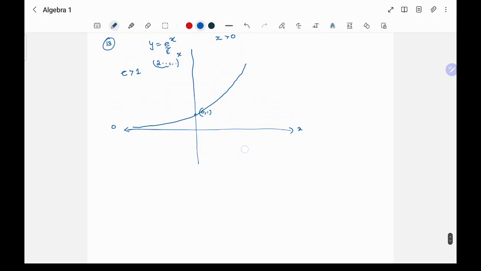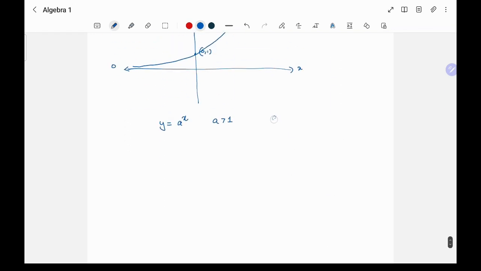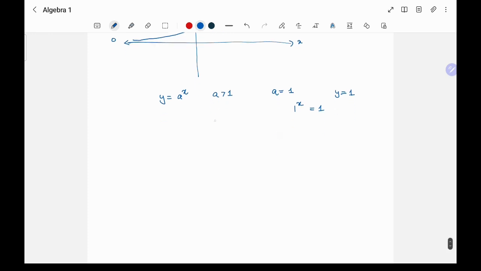Similarly, if you take any number, y equal to a power x, for a greater than 1, you will get this same curve. What if a is equal to 1? So 1 power any power is the same as 1. So this equation is nothing but y equal to 1, which is a horizontal line. What about a less than 1?